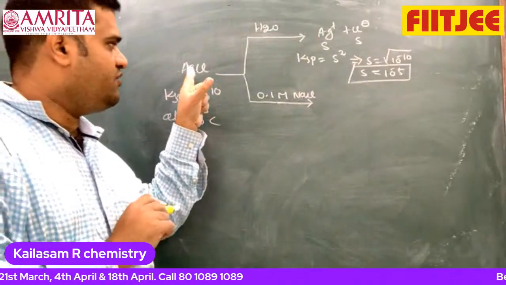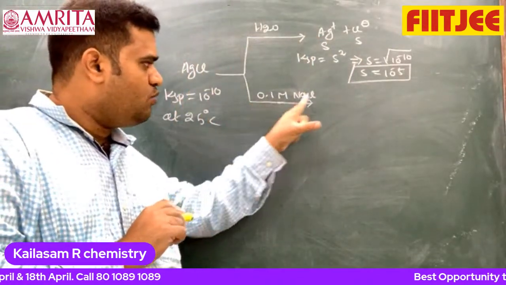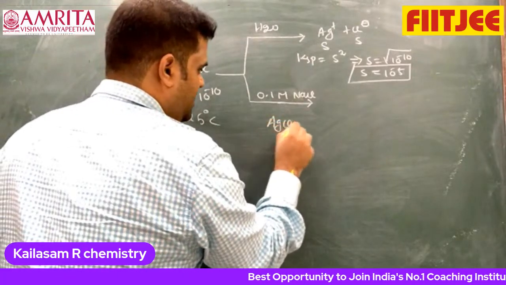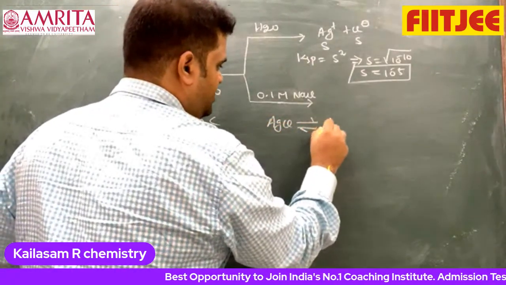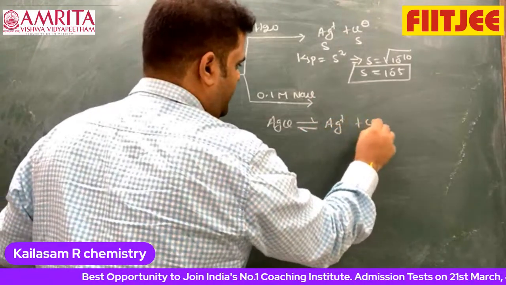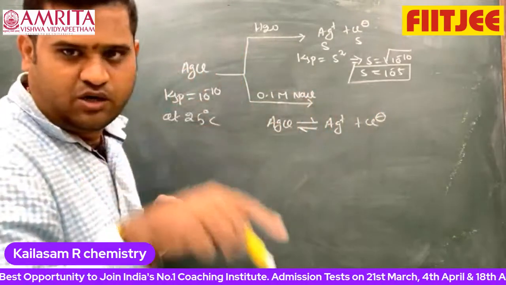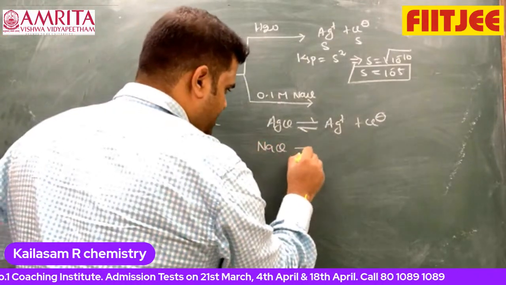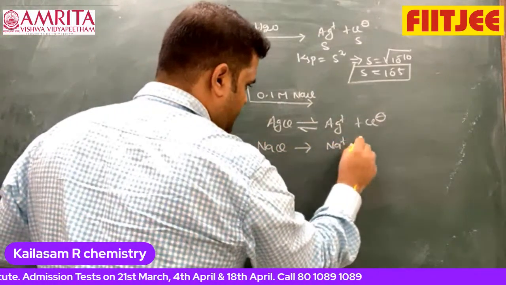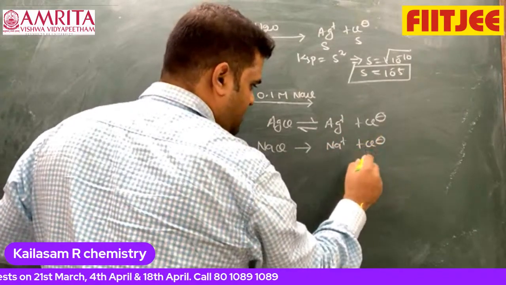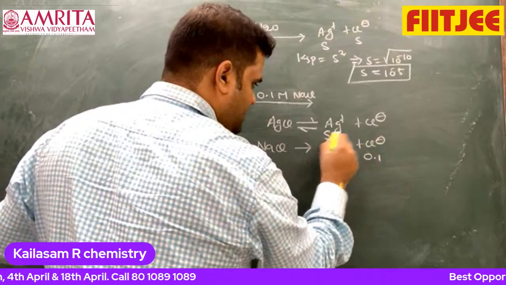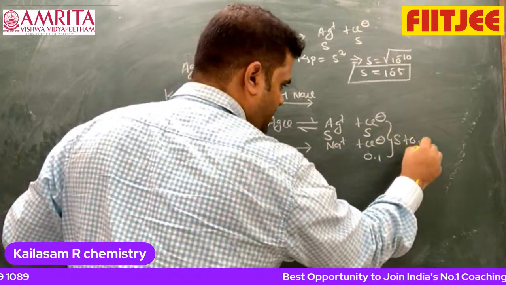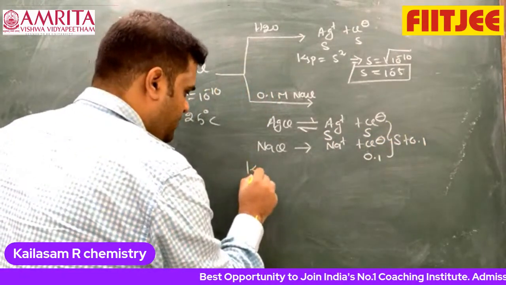Now, what is the solubility of AgCl in 0.1 molar NaCl? Look at this. Now, AgCl gives Ag+ and Cl-. Even NaCl is a strong electrolyte and dissociates completely. Therefore, I can write that NaCl gives Na+ and Cl- ion. The concentration will be 0.1. The Ag+ is S, and the total Cl- will be S plus 0.1.